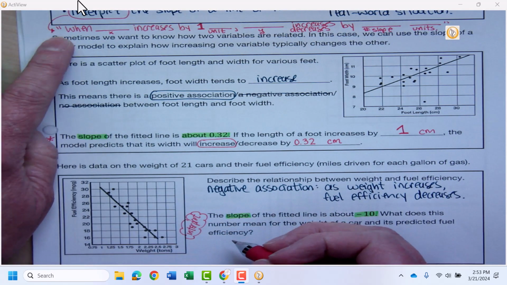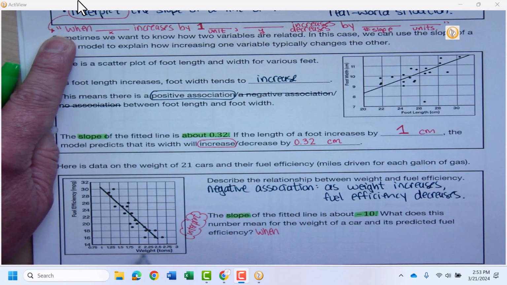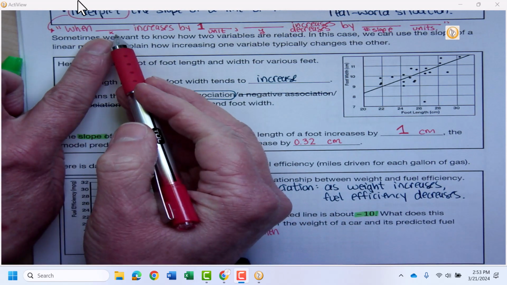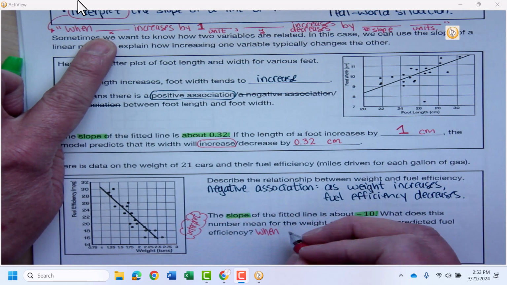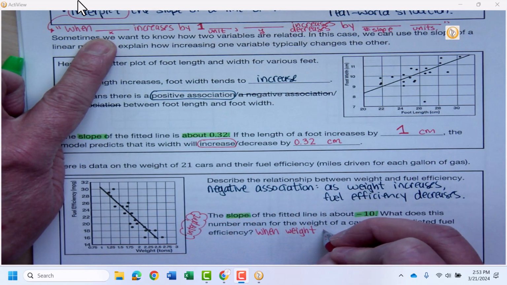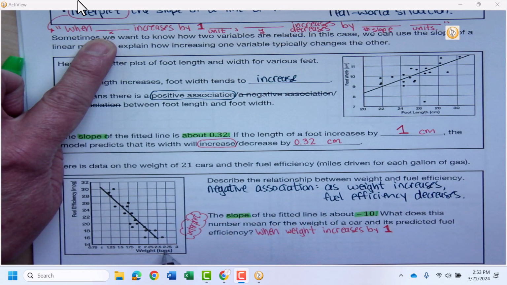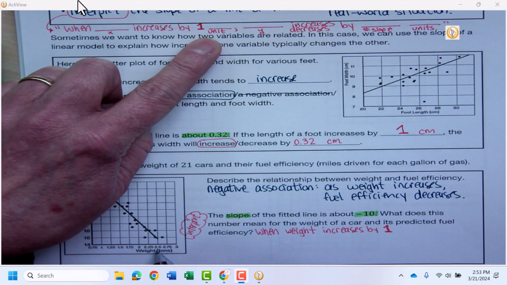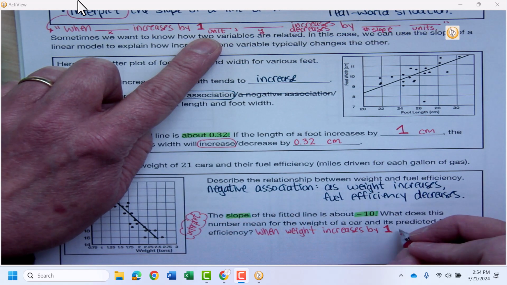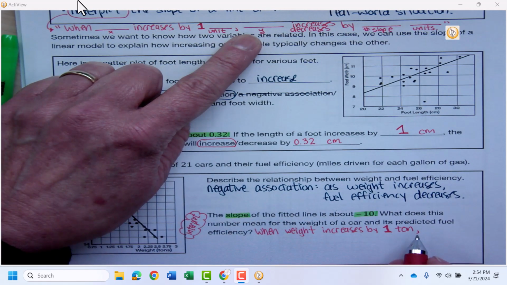So let's start it off. I'm going to start with the word when. I'm going to talk about the x stuff a little bit. When it says x up here, I'm going to say weight. When the weight increases by 1, it's always 1 for that first number. And then we're asked for the unit of measure on these x values. This is measured in tons. When weight increases by 1 ton, comma, now we're going to switch to talking about y.